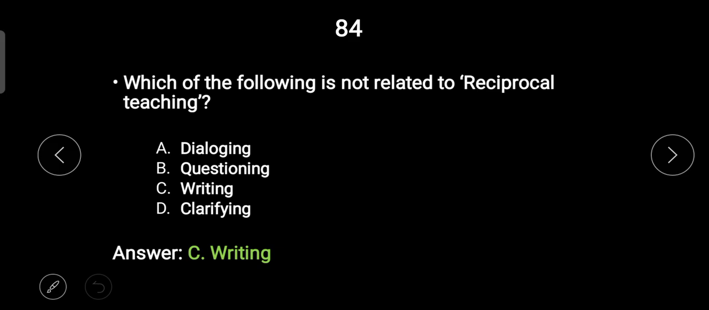Okay, and it's also a reading technique to promote reading comprehension. And it involves four strategies. There are questioning, there are clarifying, and of course, as I said, dialoguing is already there. Then apart from this, you have summarizing and you have predicting. Summarizing and predicting, these are the four strategies used in reciprocal teaching. Writing is not there. Okay, it's basically a reading technique.